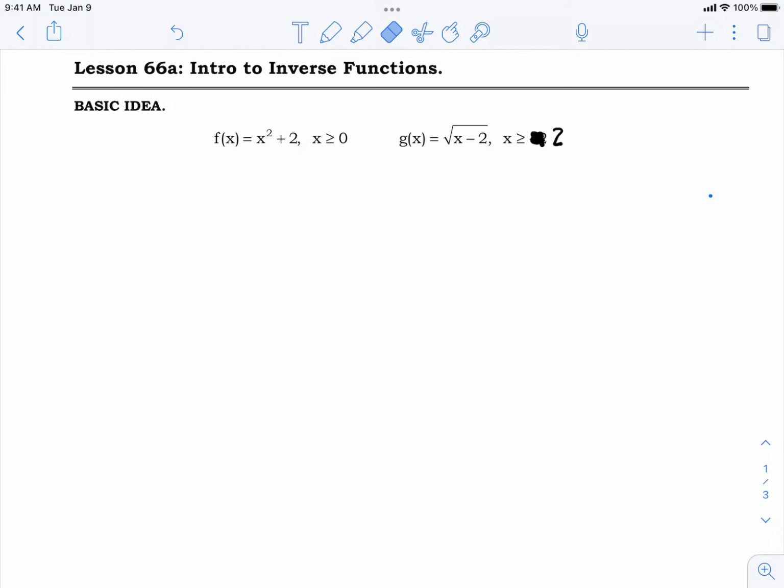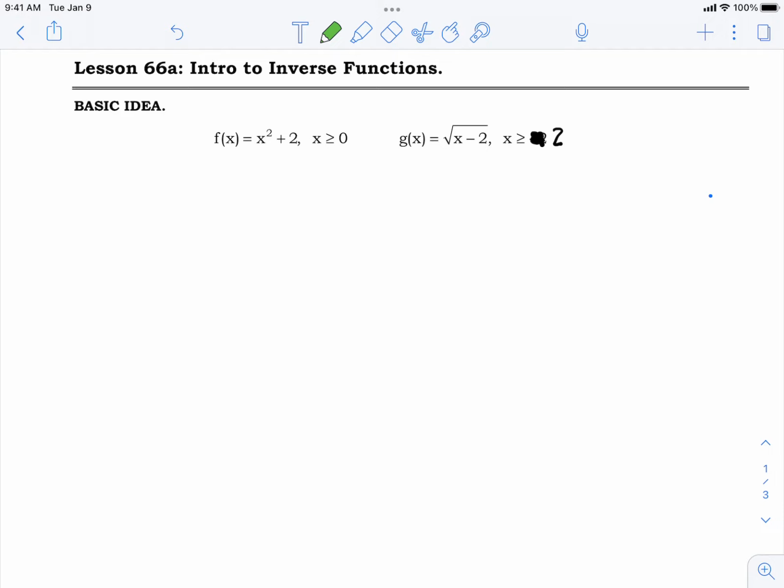66A, we're going to begin taking a look at inverse functions. And I want to start this lesson by asking you to take a quick look at these two functions, f and g, and see if you can figure out what makes them an interesting pair. There is something very interesting about these. What is it? Pause. Come back.